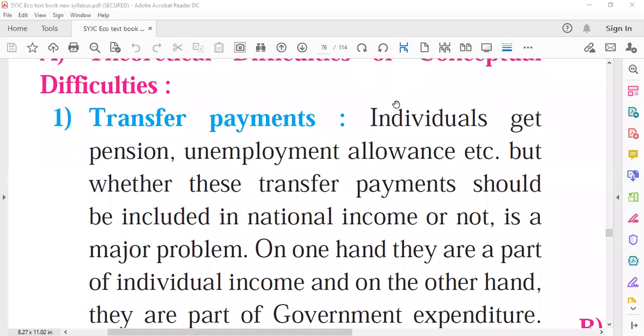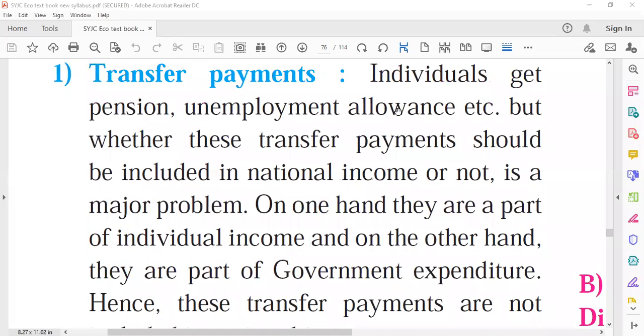First difficulty that we face while calculating the national income is transfer payment. Whether we should include the transfer payment or not. Now, what is a transfer payment? The payment made by the government to the old age people, students, to the unemployed person in the form of pension, unemployment allowances, scholarship. These are called a transfer payment.